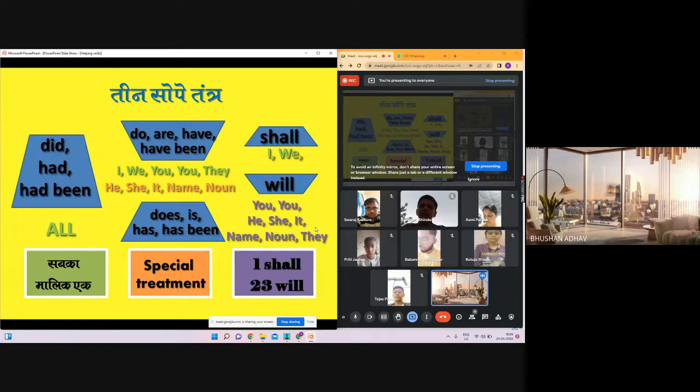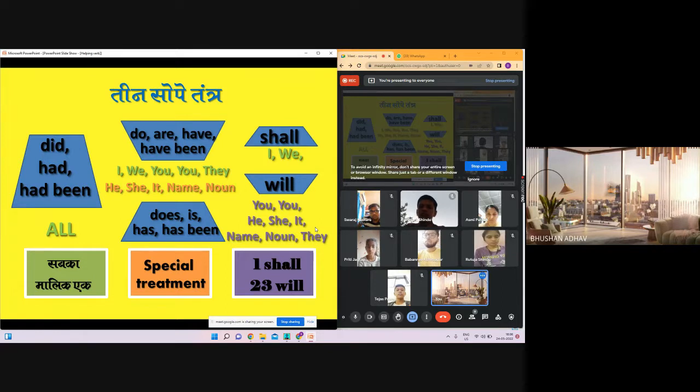And when you want to recognize the future, you must remember the series of shall and will. Shall, will, add be: shall be, will be; add have: shall have, will have; add have been: shall have been, will have been. So these are exactly the appropriate things which will help you to move forward.